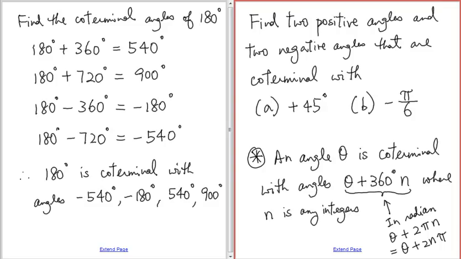All right, now let's try out this problem. Can we find two positive angles and two negative angles that are coterminal with 45° and coterminal with negative pi over 6 radian?